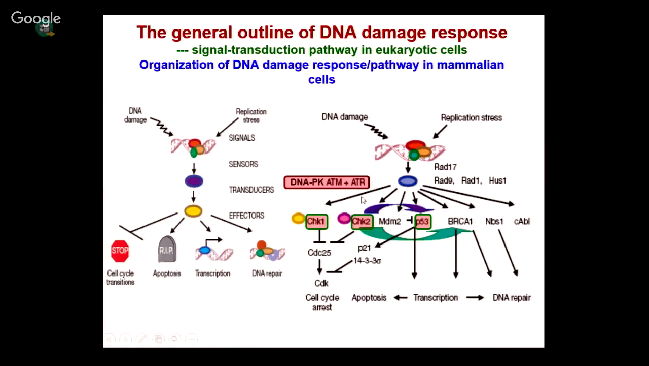response. Then it will activate the transducer, leading to the activation of effectors like CHEK1, which is the checkpoint protein. Then it will block the cell cycle progression. They are leading to, for example, activation of p53, and that will lead to either repair or cell death. This p53 is a transcription factor. They will activate multiple gene expressions. There are also other proteins.